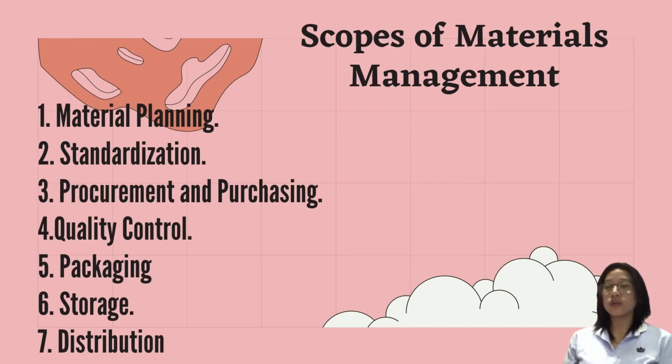Scopes of materials management. Number 1, material planning. Number 2, standardization. Number 3, procurement and purchasing. Number 4, quality control. Number 5, packaging. Number 6, storage. 7, distribution.